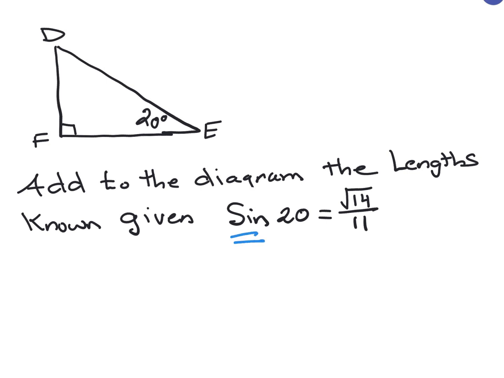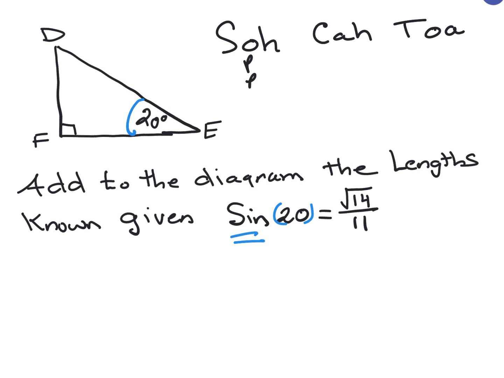And remember that sine is the opposite over the hypotenuse. Cosine is the adjacent over the hypotenuse. And tangent is the opposite over the adjacent. So we are working with the sine of 20 degrees in this problem. So that means we need to have the opposite side over the hypotenuse. So doesn't that mean that the numerator represents the opposite side of 20 degrees? And the 11 represents the hypotenuse of the triangle.